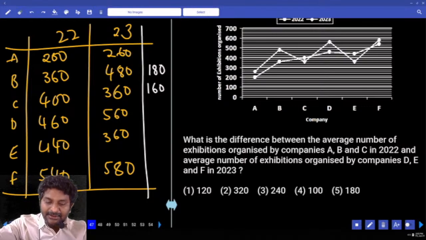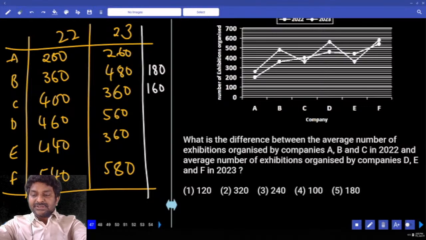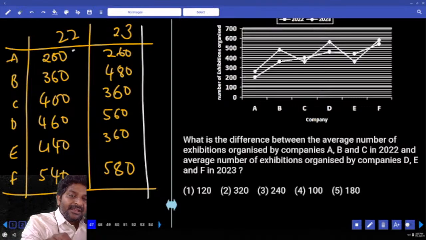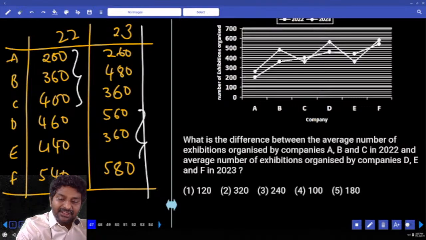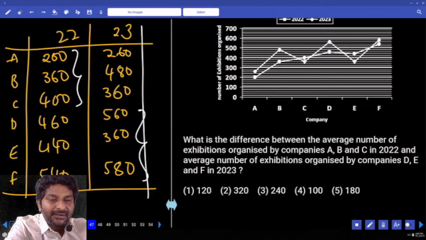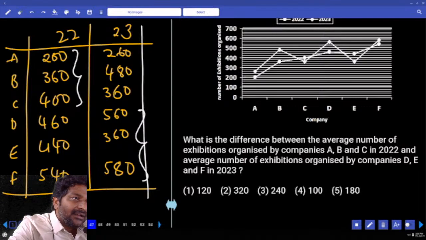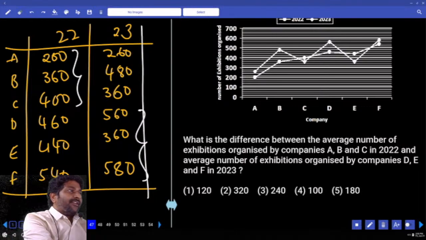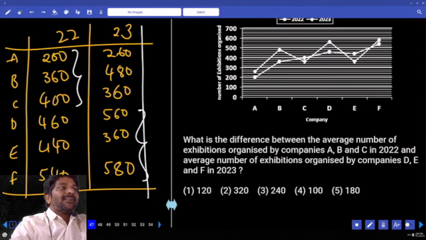What is the difference between the average number of exhibitions organized by A, B, C in 2022 and the average number of exhibitions organized by D, E, F in 2023? Average for these three, average for these three, and then we need the difference. To convert them to average, what must be our denominator? In both cases the denominator is the same, which is 3, right? So instead of taking the average first and then the difference, first I will go with the difference, then convert into average later. One difference, one average, single shot, done.